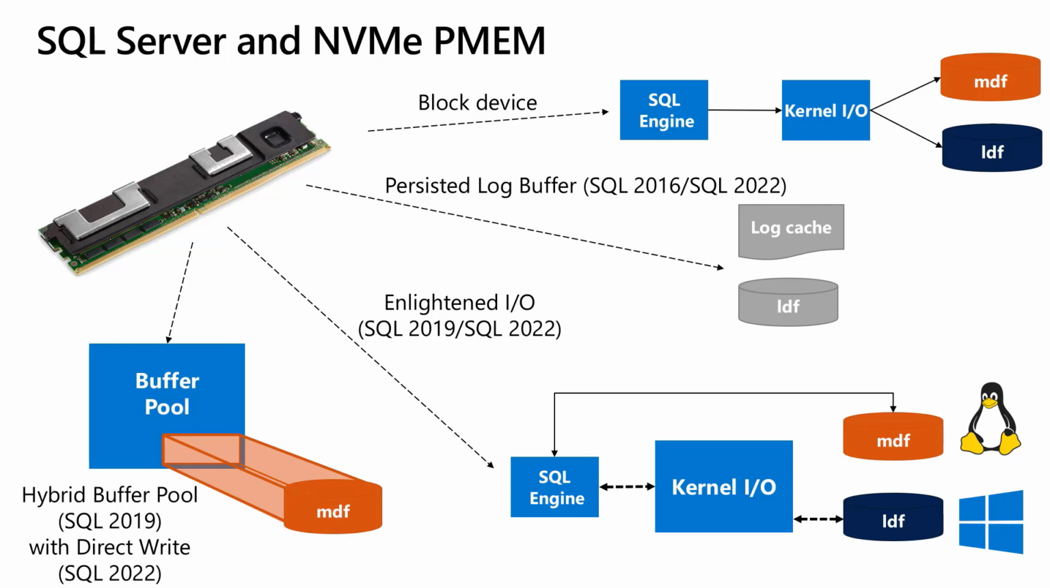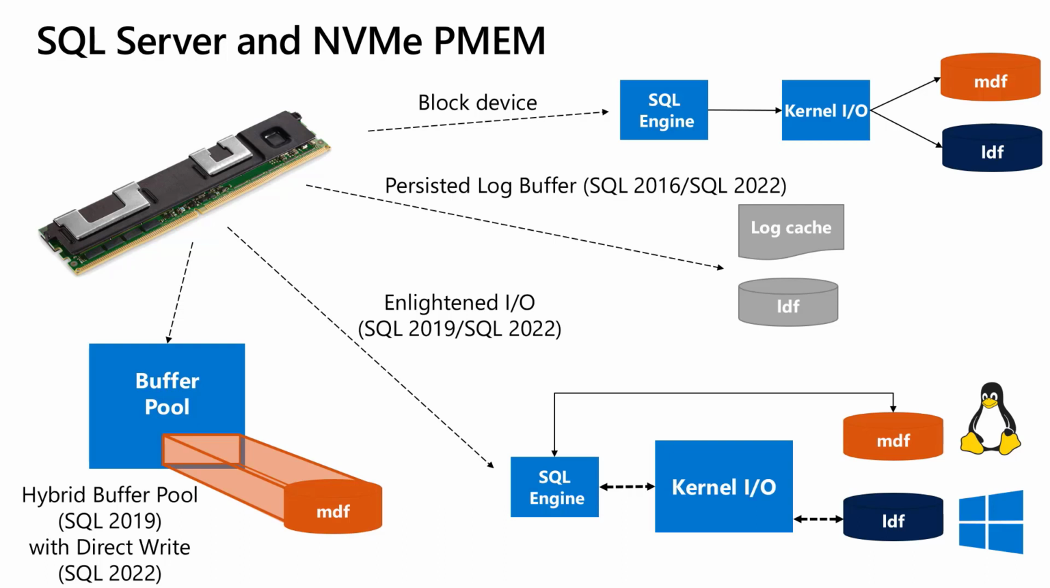To compensate for the slightly slower cache read times, hybrid buffer pool has an enhanced read caching capability enabled by default. This is where the hottest pages are promoted from the persistent memory buffer pool to the DRAM-based buffer pool. So with SQL Server 2022, we've added awareness of the persisted log buffer data to the hybrid buffer pool. We call this aspect of the hybrid buffer pool direct write.